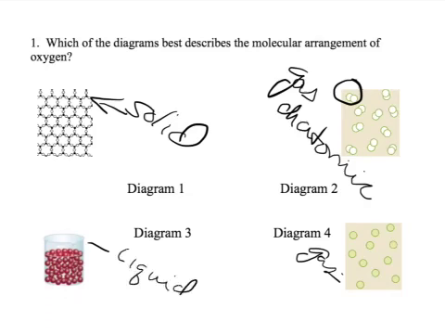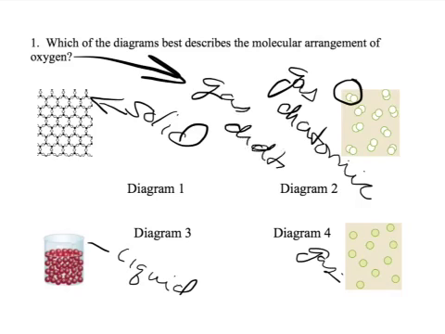Well, oxygen at room temperature is a gas, okay, and it is diatomic. It's always found bonded either to itself or to another atom. So the correct answer is diagram 2.